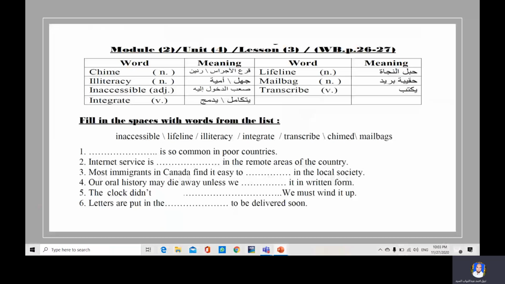Fill in the space with words from the list. You've got how many words? 7 words and 6 sentences. So you've got an extra word. Please read the sentences and complete them with one of the words from the list. I'll give you 2 minutes.